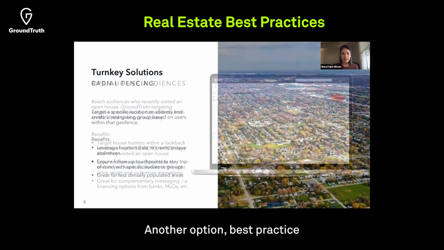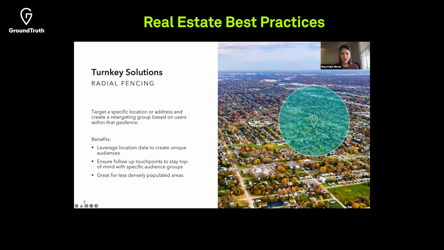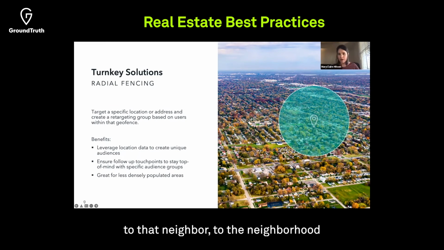Another option, best practice for real estate, is radial fencing. It's great for two reasons. One, in very populated regions, when you're placing radial fences on the property or properties that you're wanting to reach and get your messaging to, you're also extending that reach to the neighbors, to the neighborhood, who may know or need your product, who may know of someone that's looking to relocate into the area because of the schools or being closer to transit. So it's extremely beneficial to utilize radial fencing for that reason for more populated regions.